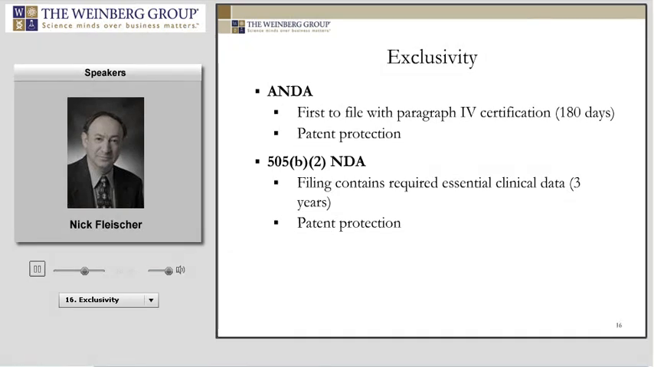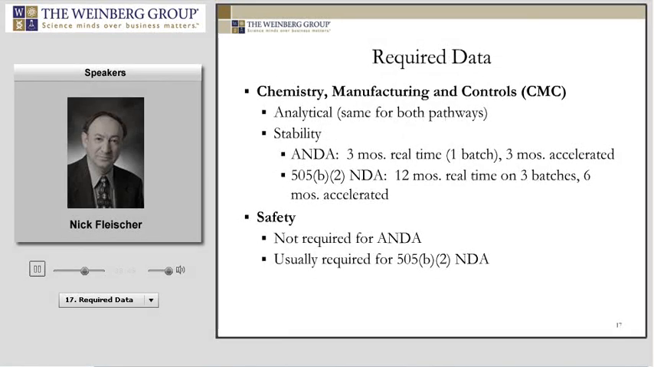And there is patent protection that can be given to a 505(b)(2) NDA that will be listed in the Orange Book. The data requirements are fairly similar between the two application pathways as far as chemistry, manufacturing, and controls information. As far as the analytical and the manufacturing information, it would be the same for both.